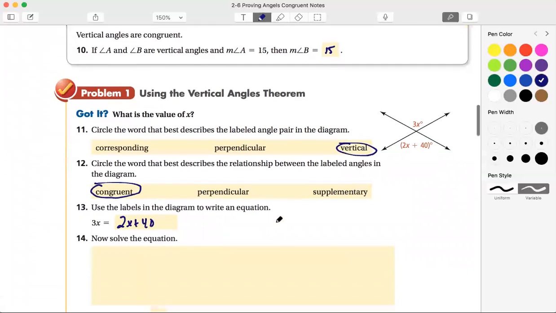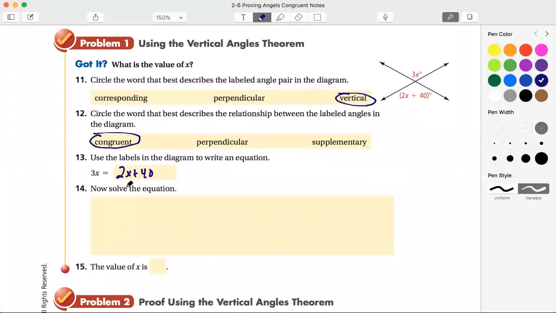So now we are going to solve this equation. So we have 3x equals 2x plus 40. I would first subtract 2x from both sides. So we have x equals 40, and I think that's my answer. x equals 40.